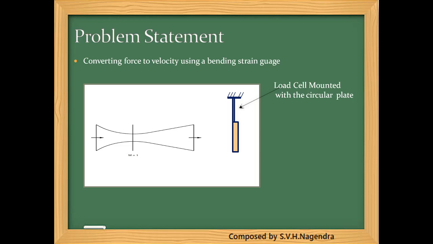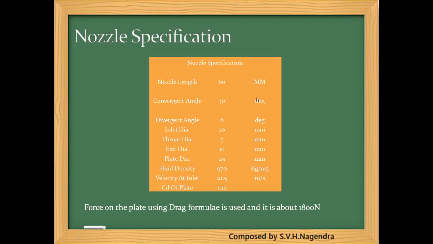Next is the nozzle specification. The total length of the nozzle is 60 mm, convergent angle is 30, divergent angle is 6, inlet dia is 20 mm, throat dia is 5, exit dia is 10 mm, and the plate dia on which the fluid is going to strike is 25 mm. Density of fluid is taken as 970 kg per meter cube. Velocity at the inlet is taken as 21.5 meters per second.